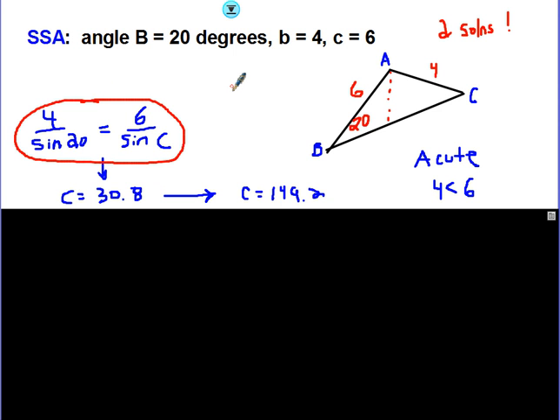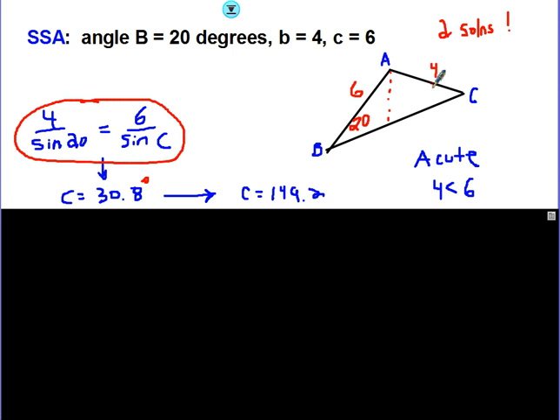Here we have 4 over sine of 20 is equal to 6 over the sine of C. So we're just using 2 pieces of our law of sines. We solve that. I think you were solving that correctly. We were getting C is 30.8 degrees.